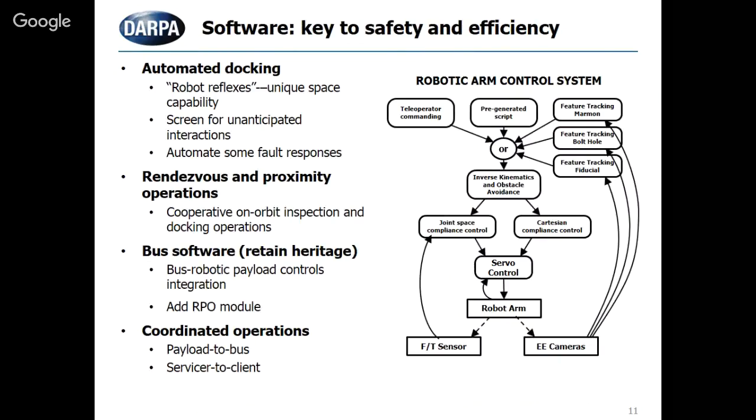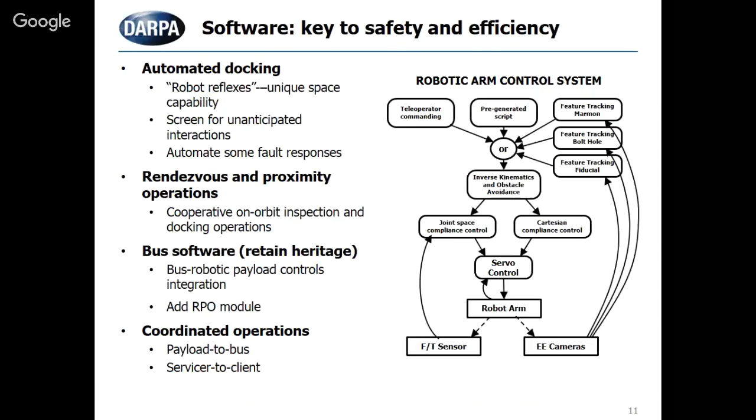Okay, here's the one slide you'll care about. I've mentioned that we want to do an automated docking for safety. So we've implemented in this stack of software what I call robot reflexes. We want the arm to reach out and find the point that it's going to dock with. So that's where we have in the upper right-hand corner feature tracking, right? And different features have to have custom algorithms to identify them.